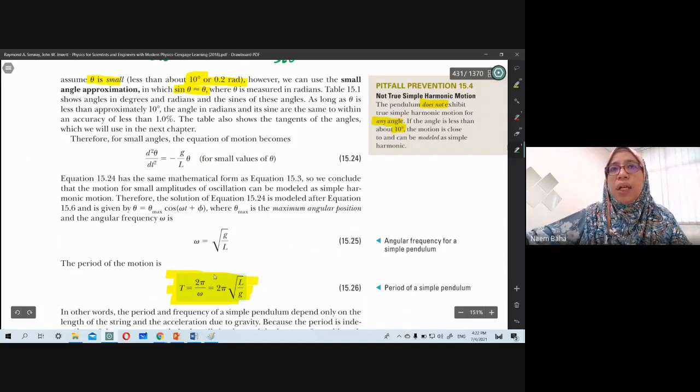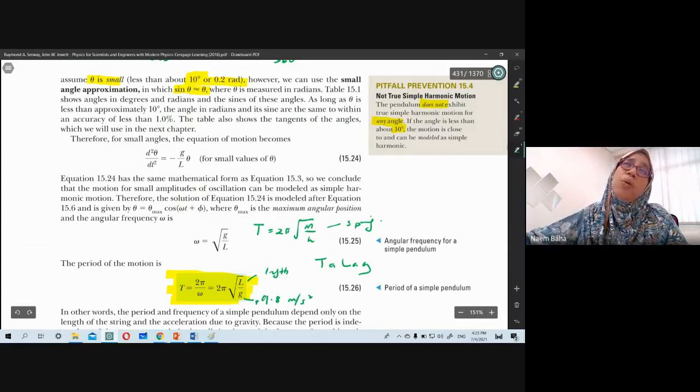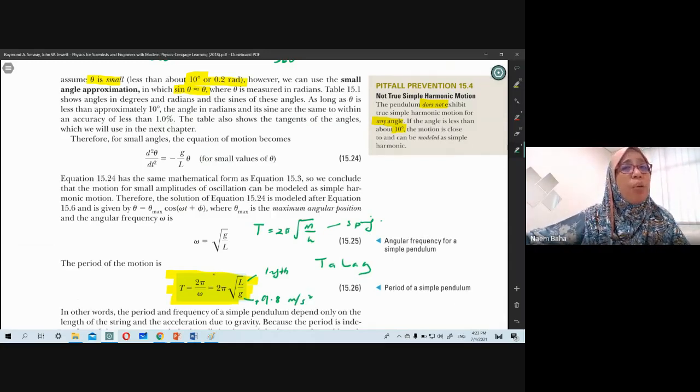Just recall something. Previously we have 2 pi square root m over k, which is used when you deal with simple harmonic motion involving a spring. This is what I call talak. What is L? This is the length of the pendulum, while g is positive 9.8 meters per second squared. When should we use negative? Only when it's free fall in kinematics. Other than that, none.